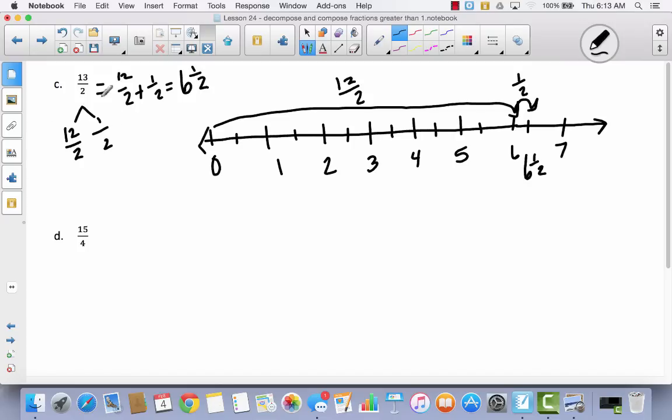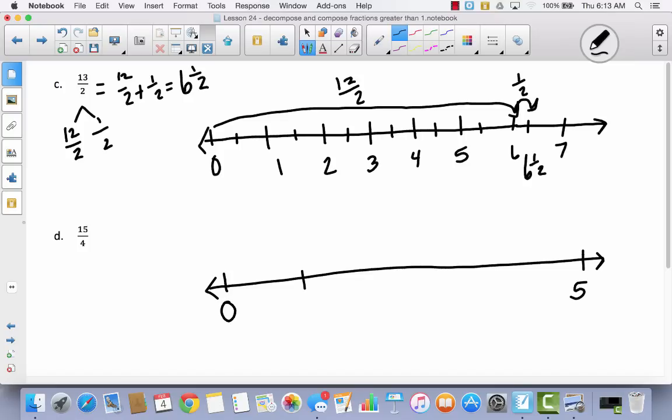Now, if you're having trouble coming up with a number bond, we could always do the number line first. So let's try the number line first this time. I won't know how long to make it, but I bet if I go to at least 5, I'll be fine. So let's go from 0 to 5, and then we can go 1, 2, 3, 4. And this time we have fourths. So we're just going to divide these into 4 parts. I like to divide them in half and then divide my halves in half. So I have 4 parts.